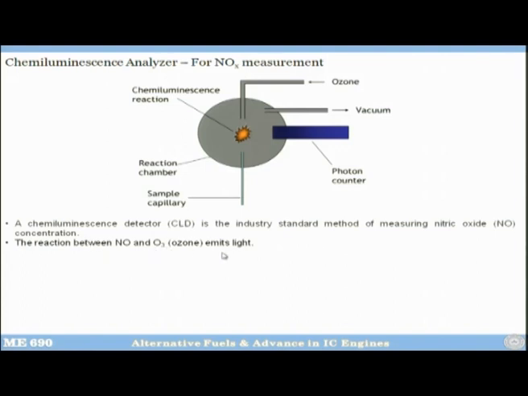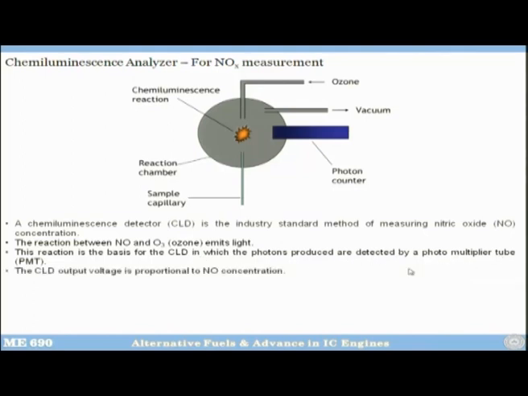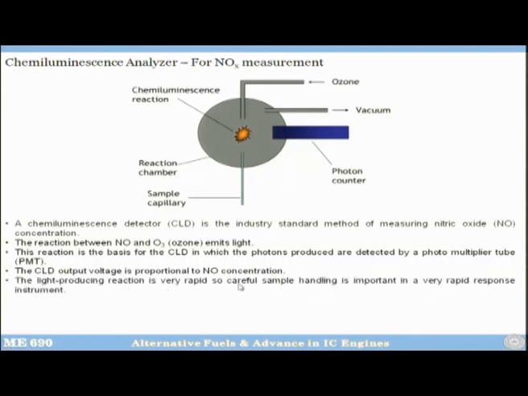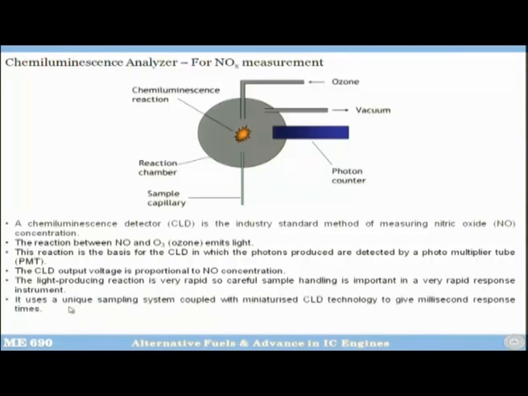A chemiluminescence detector is the industry standard method for measuring the oxides of nitrogen concentration. The reaction between NO and ozone emits light. This reaction is the basis for the chemiluminescence detector, in which photons produced are detected by a photomultiplier tube. The output voltage is proportional to the NO concentration. The light producing reaction is very rapid, so careful sample handling is important in a very rapid response instrument. It uses a unique sampling system coupled with miniaturized chemiluminescence detector technology to give millisecond response time. So, it is a very fast detector.